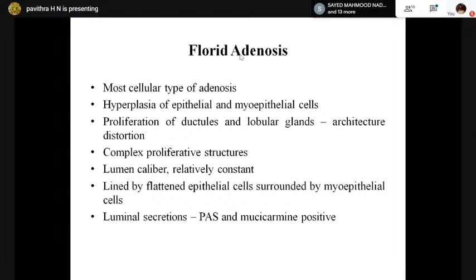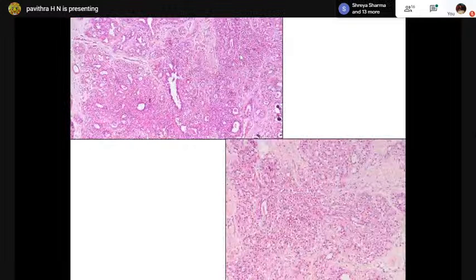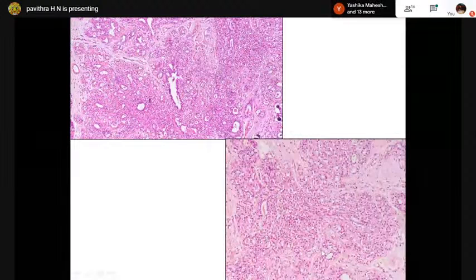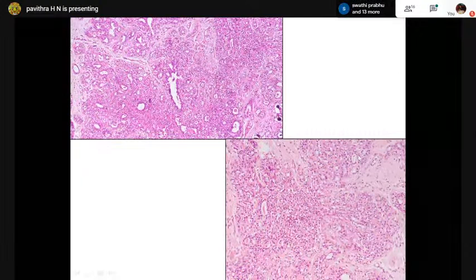surrounded by myoepithelial cells. So these are two photomicrographs of a case of florid adenosis. You can see there are too many ductules and glands surrounding here, and they have some secretions in them. If you use a PAS stain, they'll be positive. So the inner layer is the epithelial one, and the outer one is the myoepithelial layer. At places you can see the paler cells. Those are the myoepithelial cells.